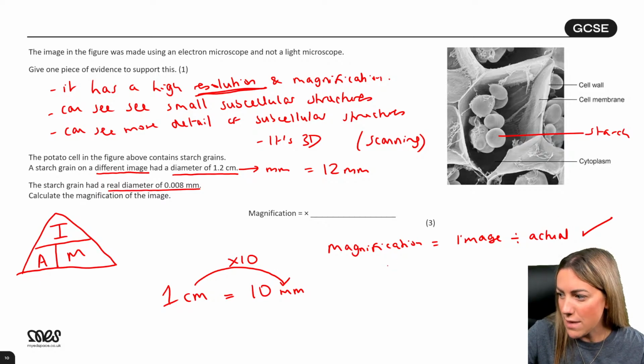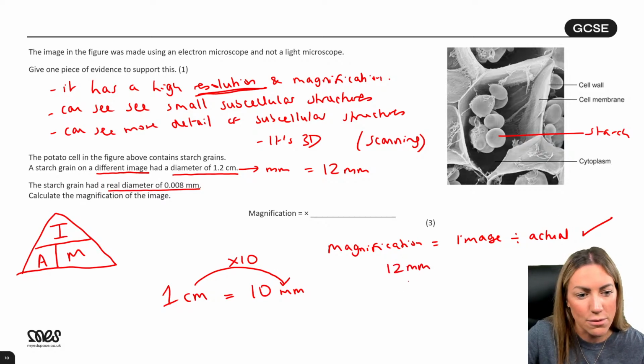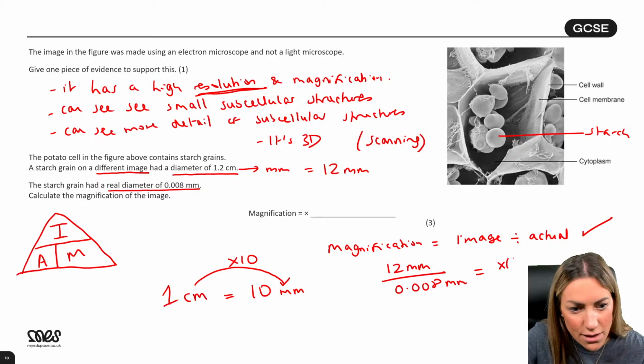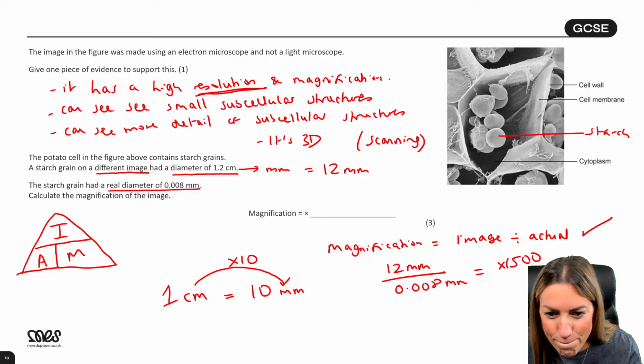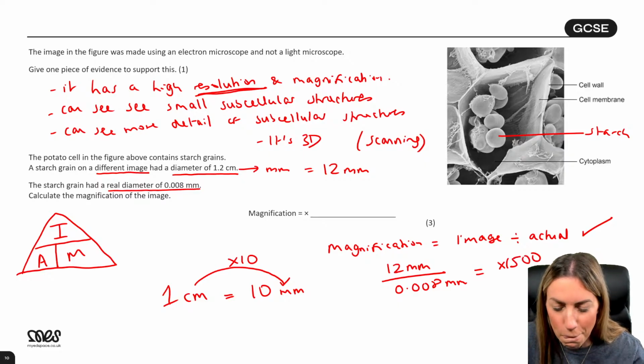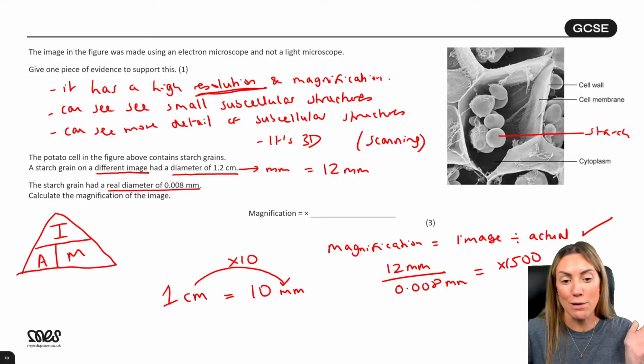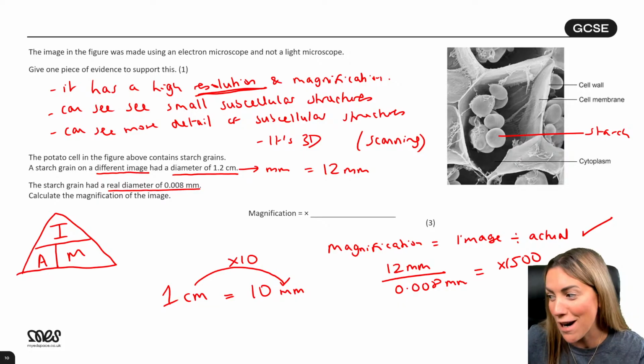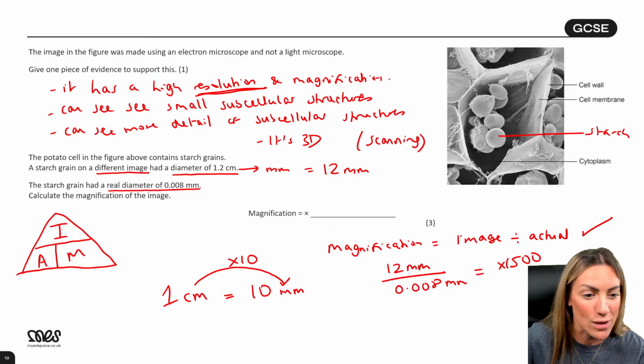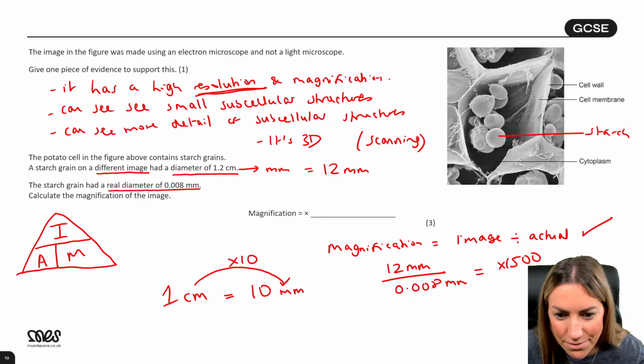Then the image we've got in millimeters now. So image was 12 millimeters, actual. So the magnification is that, isn't it? I just copied your answers in the chat, but I was assuming you were all right. 12 millimeters divided by 0.008 millimeters.